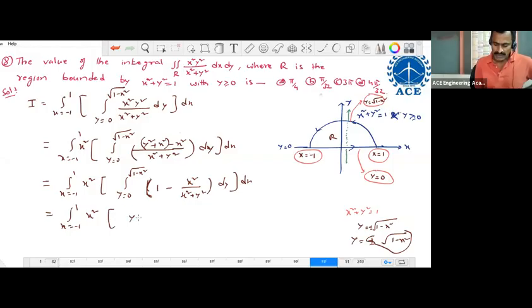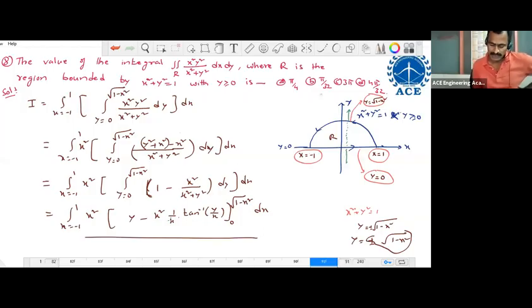Integral of 1 is y minus x square, which is constant, times 1 by x square plus y square. We are integrating with respect to y. So while integrating with respect to y, x is constant. It is just like the 1 by a square plus x square form only. So 1 by x into tan inverse of y by x only, from 0 to under root of 1 minus x square, dx only. The x is reduced to a single one. X gets cancelled. X remains here. For the upper limit here, under root of 1 minus x square.